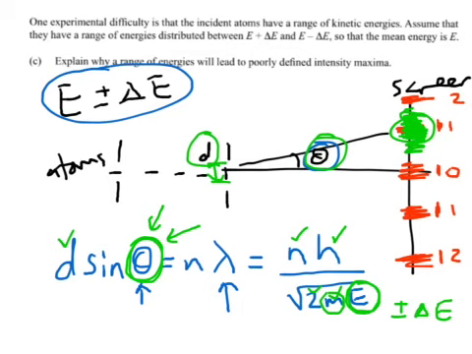The next question talks about what happens when you get to the point where they start to overlap. So the n equals 0 and n equals 1 maxima might start to overlap, and what happens there. But we'll look at that in the next question.